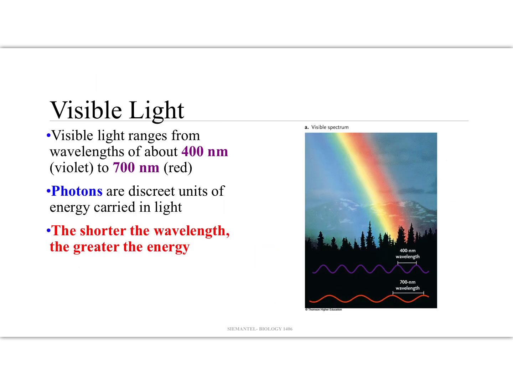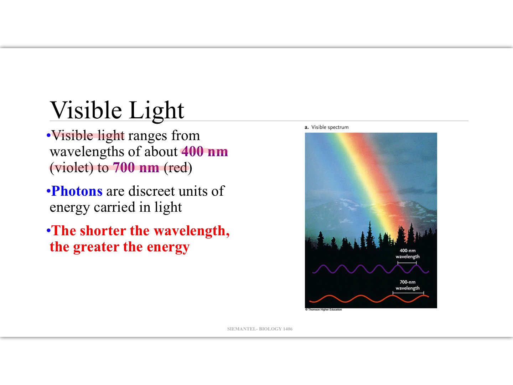So let's delve into this just a little bit more. So visible light ranges in terms of wavelengths. Sorry, adjusting my highlighter. From about 400 nanometers, which is your violet region of the spectrum, up to 700 nanometers, which is the red region of the spectrum. Okay, and that's for visible light.